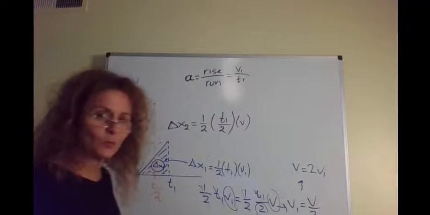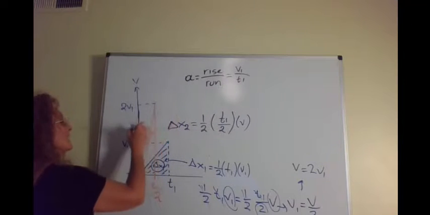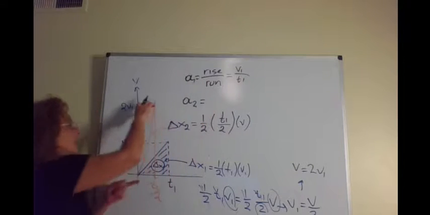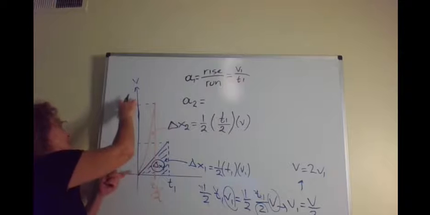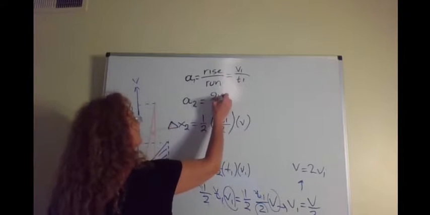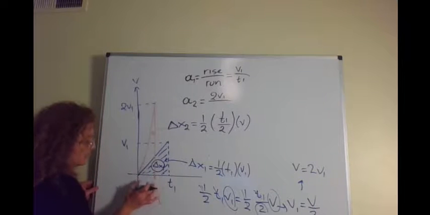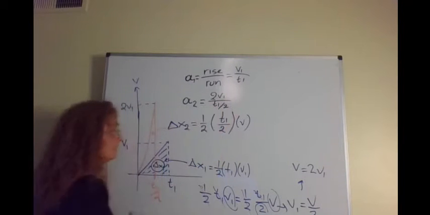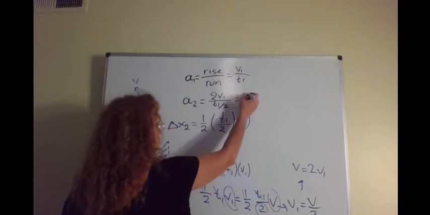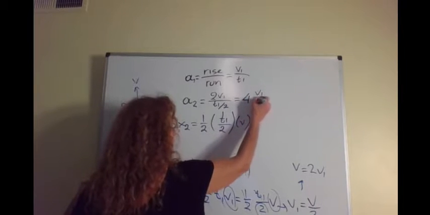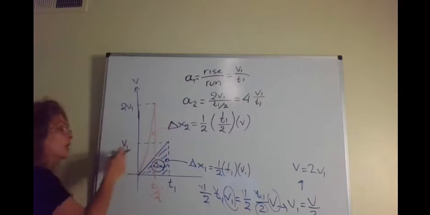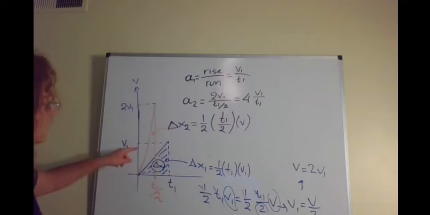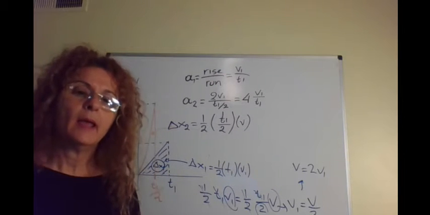Let's see the slope here. What do you think the slope is? Let's see. What's the new slope here? So the new slope, let's call it 2, will be this rise, which is 2V1, over this run, which is the half time. And this produces a 4V1 over T1. This slope is 4 times bigger. The acceleration that we need in this case is 4 times bigger, and the force is 4 times bigger.